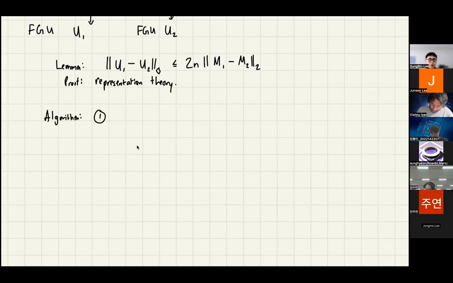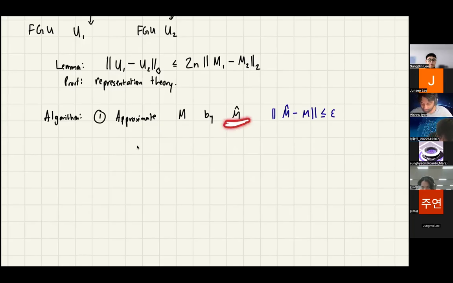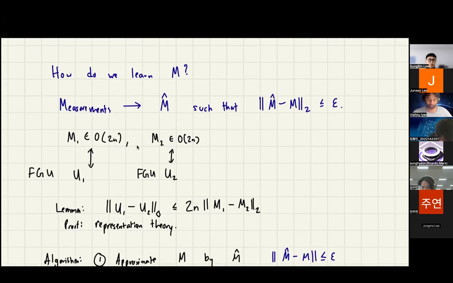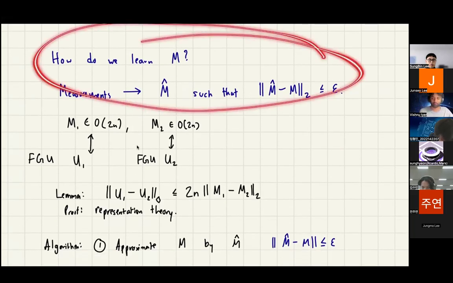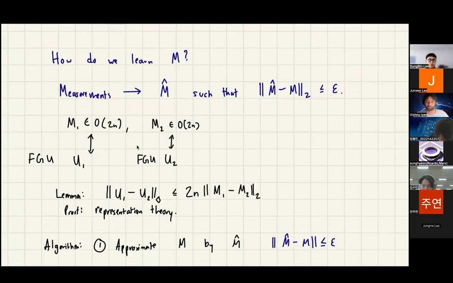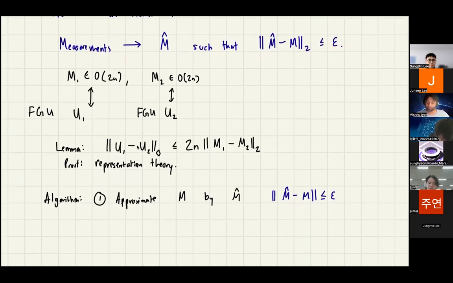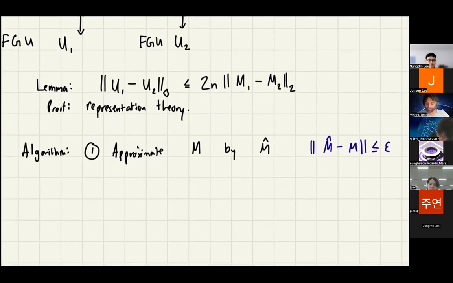The first step is to approximate M by M hat. The condition you get from this is that you can make queries to this unitary to get some M hat such that M hat is close to M. That just comes from this. I'll abstract away how we actually do these measurements. We don't have time to talk about it, but that's the idea. You approximate M by M hat.